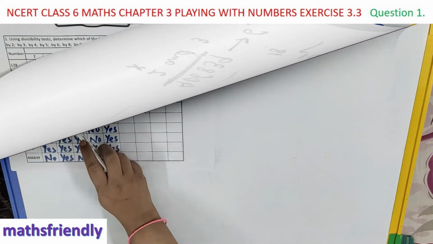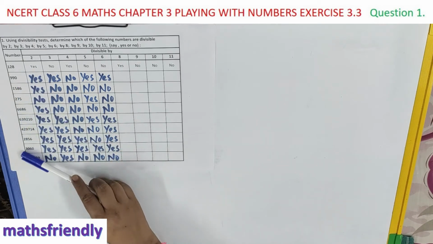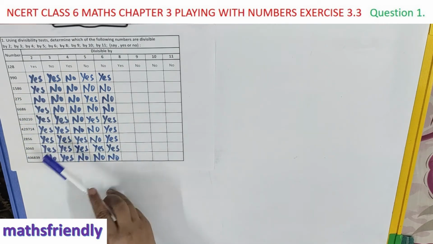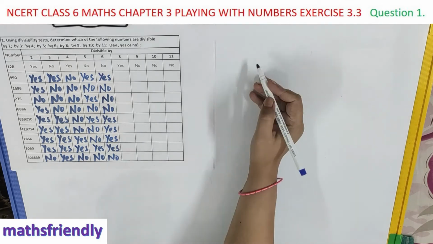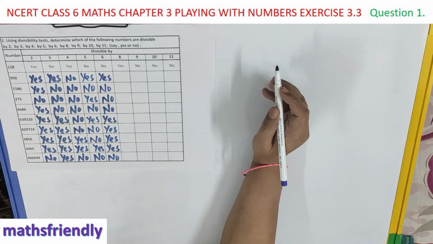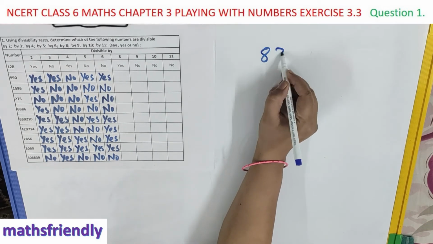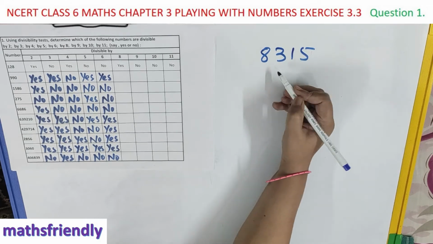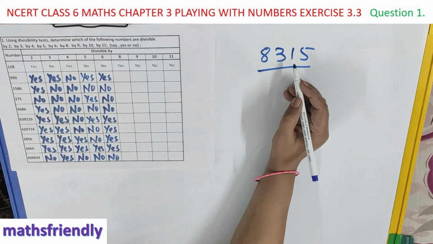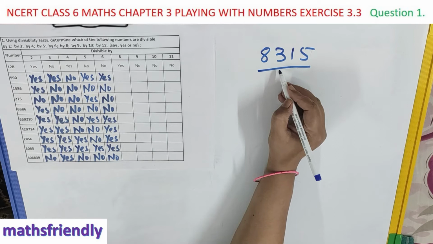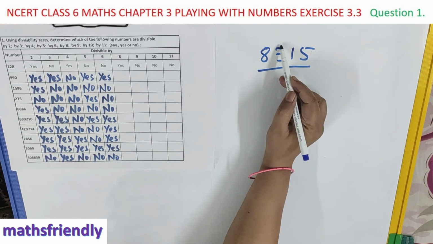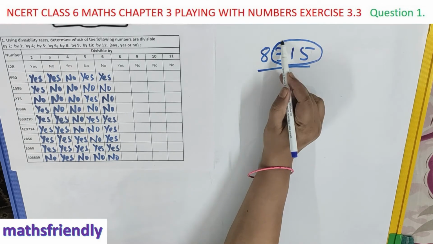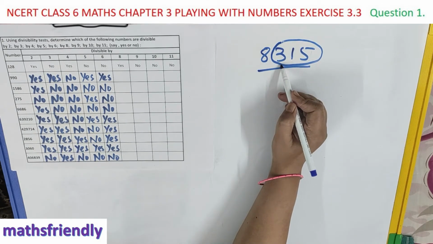Okay. Now we have to check whether these numbers are divisible by 8 or not. So, what is the divisibility rule for 8? See, if a number has 4 or more digits, like 8315, okay, it is a 4-digit number, then to check whether this number is divisible by 8 or not, we check the last 3 digits, that is the digits at the ones, tens and hundreds place.